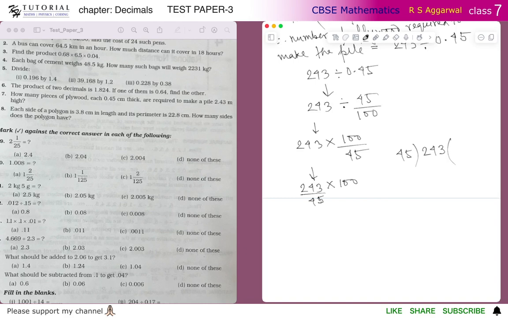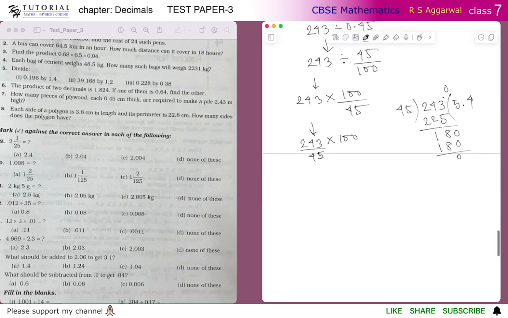Now we have to put a decimal point to the right of the dividend as well as to the right of the quotient, add a 0 to the right of the dividend, add a 0 to the right of the remainder, and proceed with the division. And this will be, I guess, 4, 20, yes.